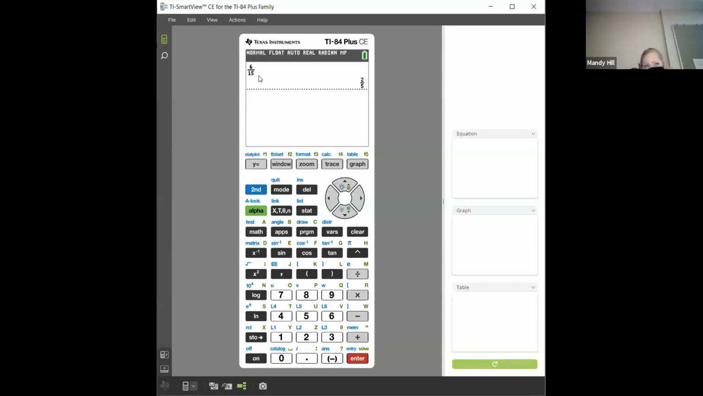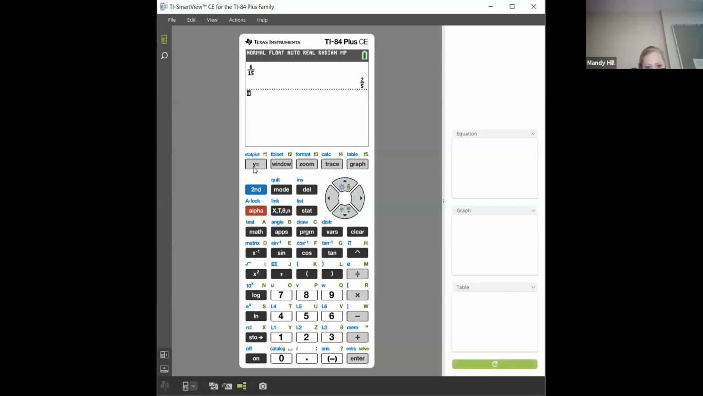So I just went to alpha y equals, hit enter to type in 6/15, and then hit enter, and it tells me that it's 2/5. So we can use the graphing calculator to do this. Alpha y equals, then hit enter, and then you type the 6/15 in and hit enter, and it'll reduce the fraction for you.